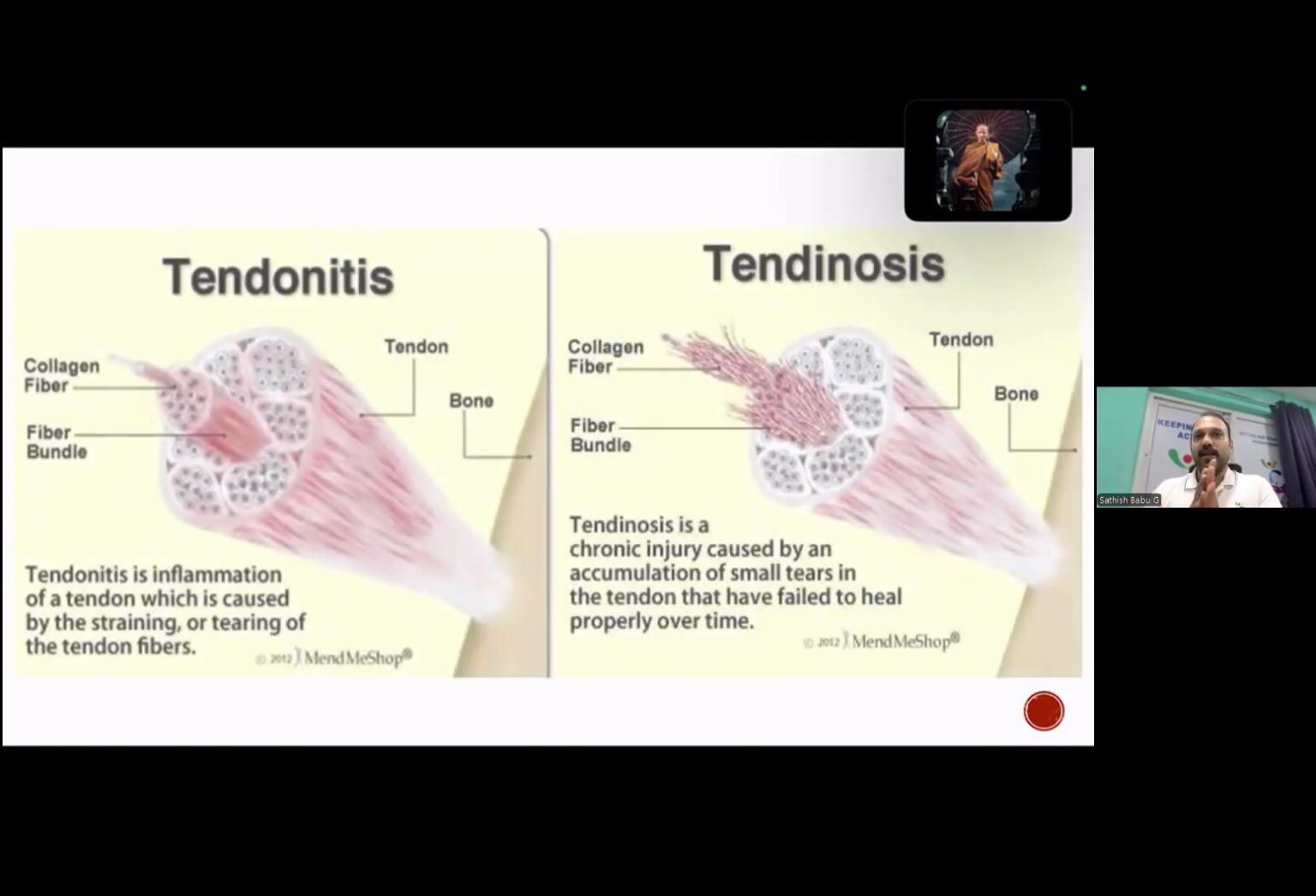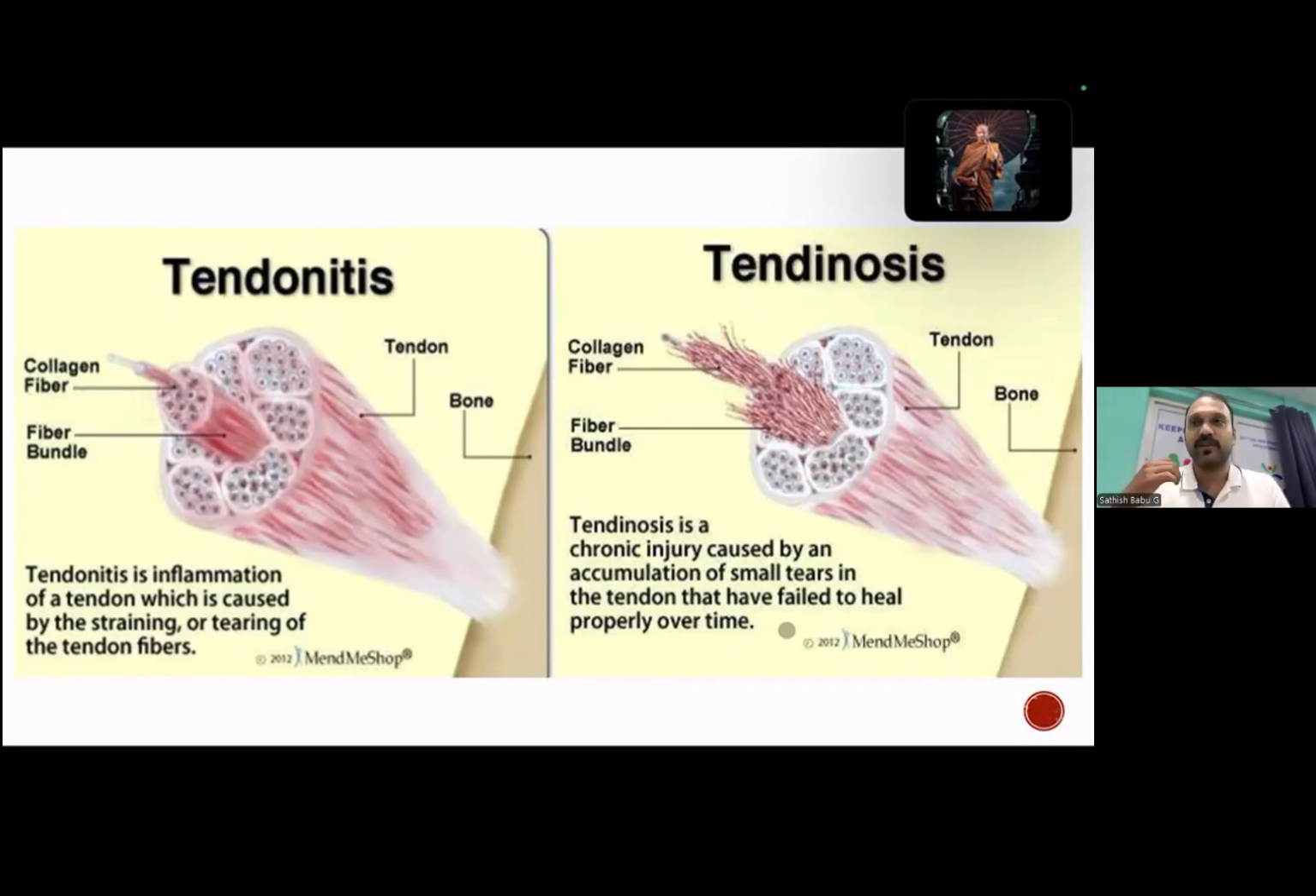So in tendinitis, as I mentioned, there's swelling. You can see the collagen fibers, the myofibers, the tendon over here, attached to the bone. There is inflammation of the tendon, which is caused by straining or tearing of the tendon fibers. But in tendinosis, you can see there's a big amount of bulk over here, but the bulk slowly is reduced. Tendinosis is a chronic injury caused by an accumulation of small tears over a period of time, so that the tendon has failed to heal.